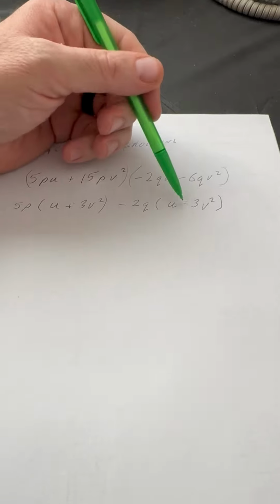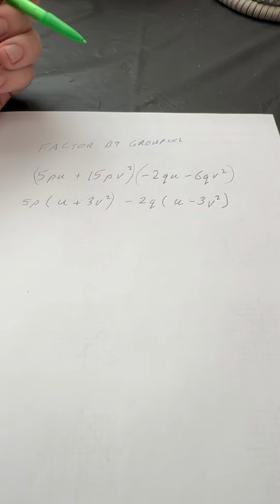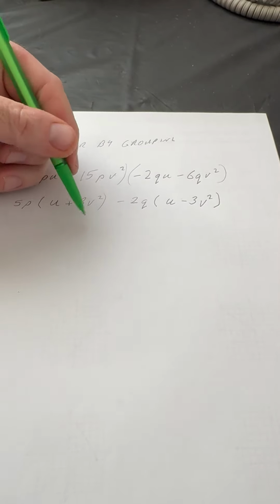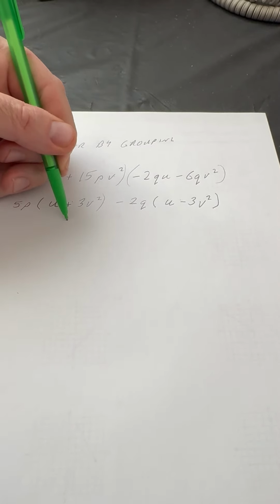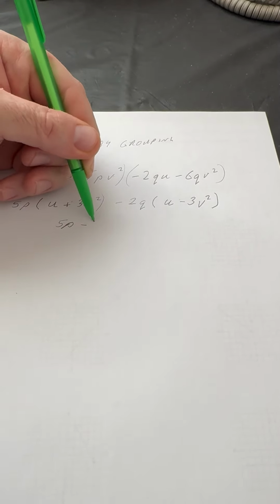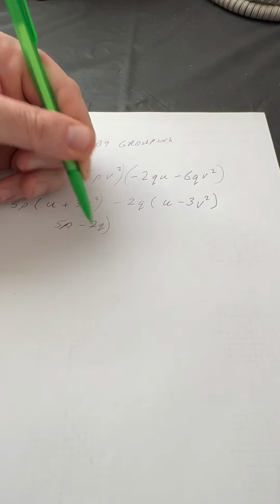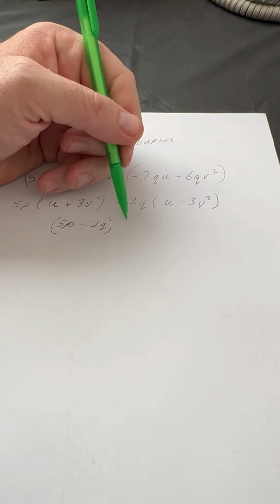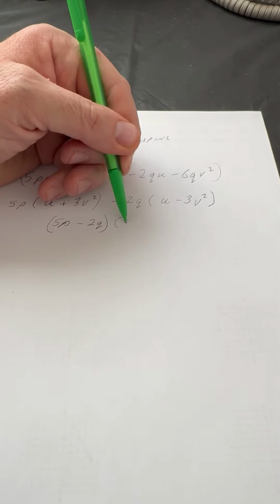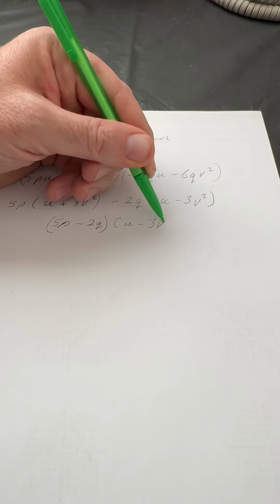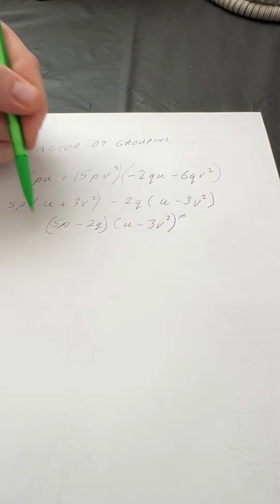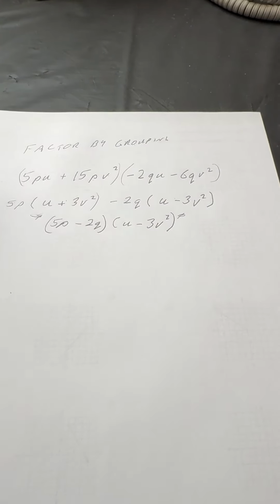Now the first phrase matches the second phrase, which is a good sign. So we're already most of the way there. We just have to reorder it. So we're going to pull out the 5p minus 2q, and then multiply that by what's inside, which is going to be u minus 3v squared. And then that's going to be our answer for factoring by grouping.